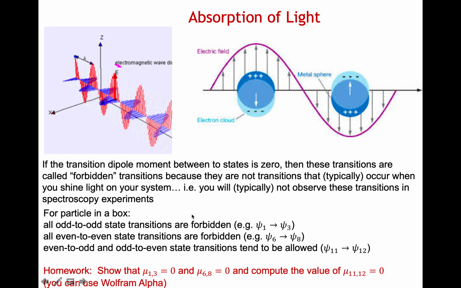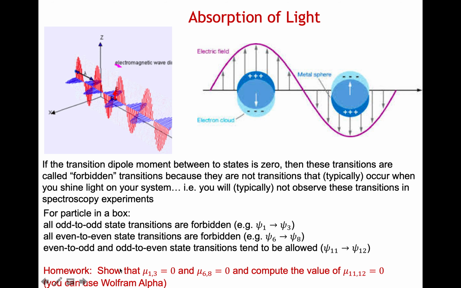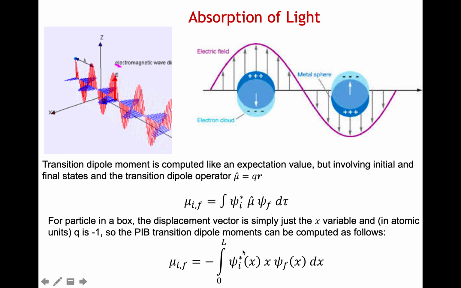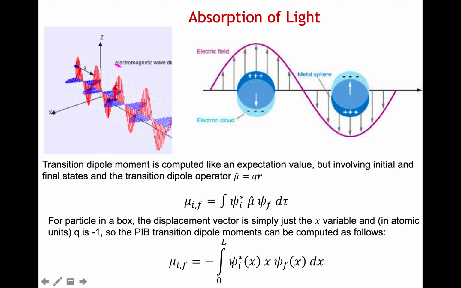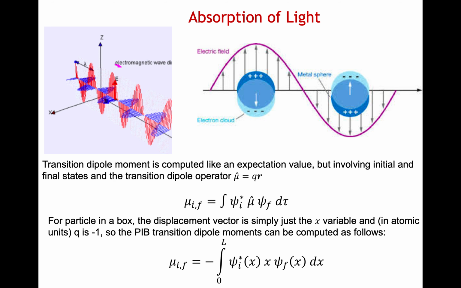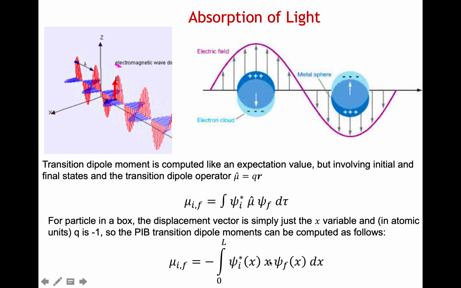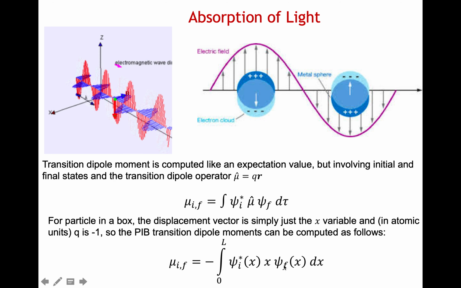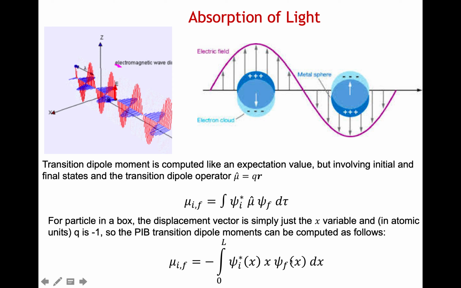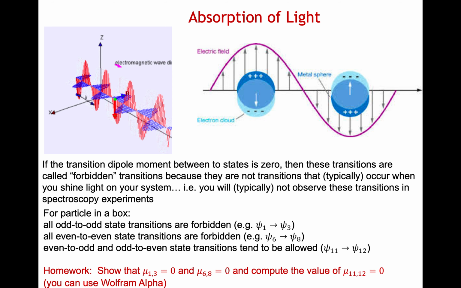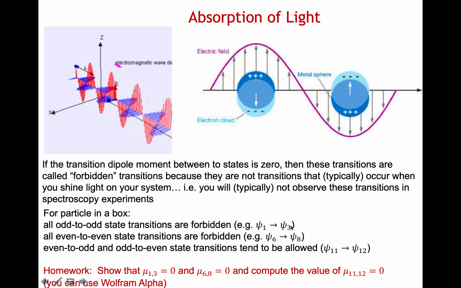So you can go onto Wolfram Alpha using this expression that I wrote down here, where psi i star is the square root of 2 over L, sine of i times pi times x over L, where i is the quantum number for the initial state, and then the square root of 2 over L sine f times pi times x over L, where f is some other quantum number. You can try this, for example, with psi 1 and psi 3.